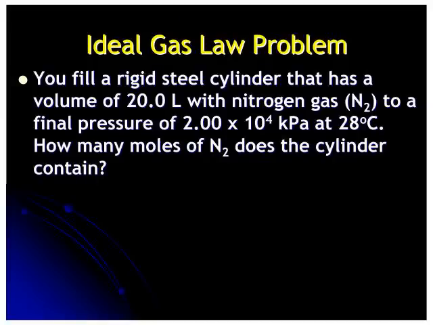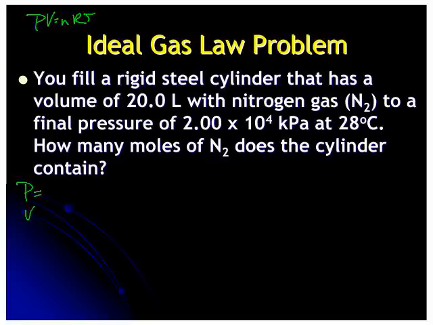So here's an ideal gas law problem. In fact, let's write it up there. PV equals nRT. You fill a rigid steel container that has a volume of 20 liters with nitrogen gas to a final pressure of 2.00 times 10 to the 4th kPa at 28 degrees Celsius. How many moles of N2 does the cylinder contain?